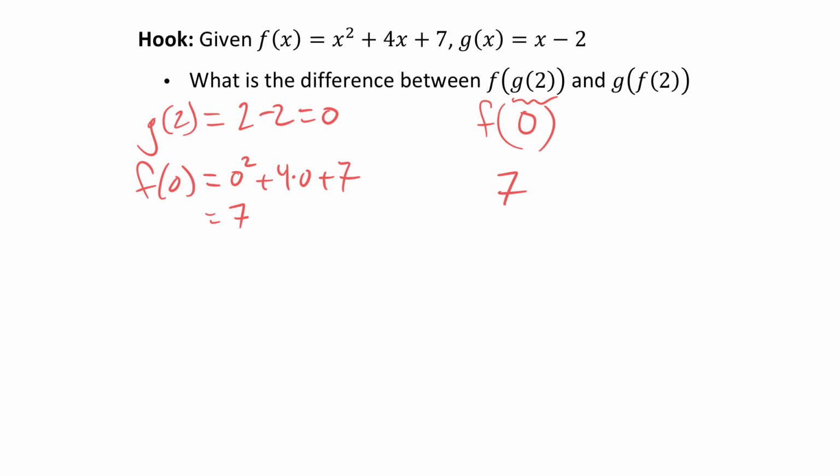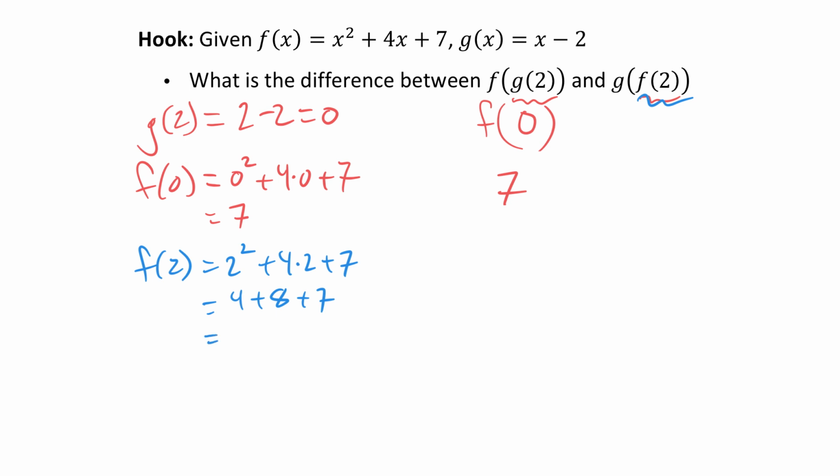What about g of f of 2? Go ahead and pause the video and give it a try. All right, well, first we want to evaluate that inside part, f of 2. I'll go ahead and do that in another color. So f of 2 means we have to find, well, 2 squared plus 4 times 2 plus 7. Everywhere we see the x, we replace it with the number 2. Now that's going to give us 4 plus 8 plus 7.